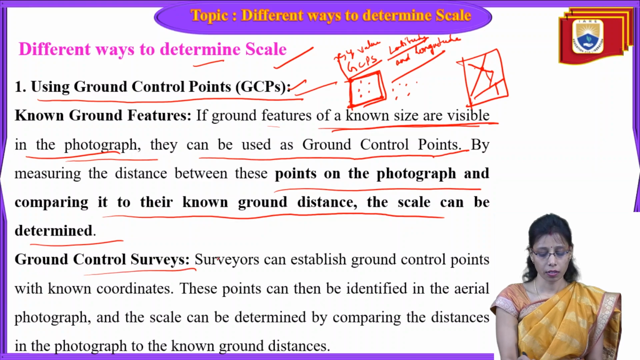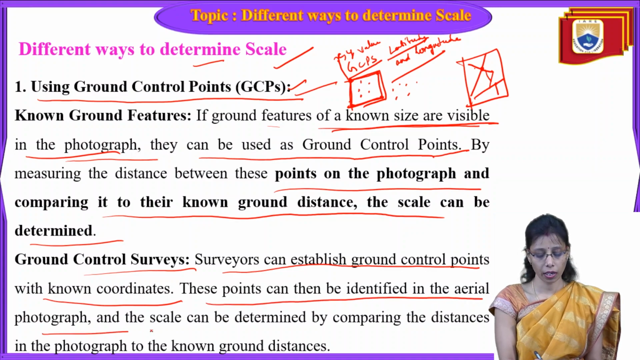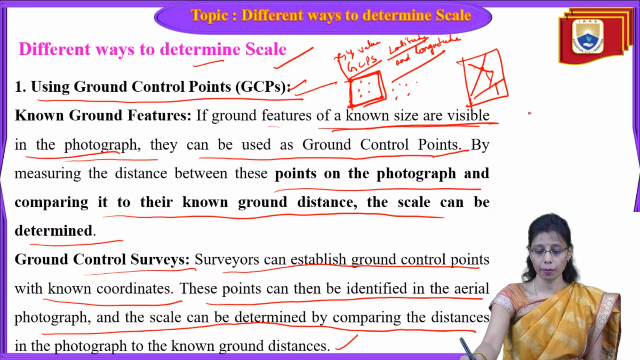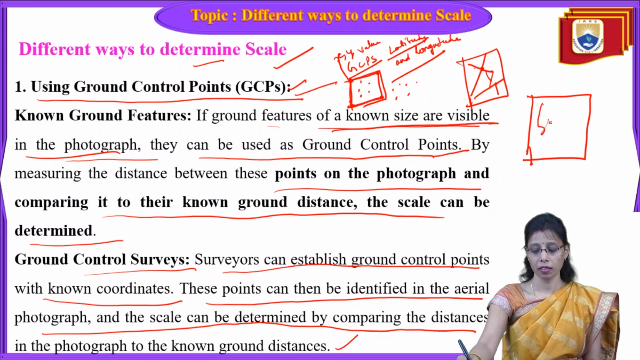Now, ground control surveys. Surveyors can establish ground control points with known coordinates. These map points can be identified in the aerial photograph, and scale can be determined by comparing the distances in the photograph. So in this method, generally, if you have an aerial photo, the surveyors, the Survey of India, will survey the entire area, and they'll assign a control point over the map.